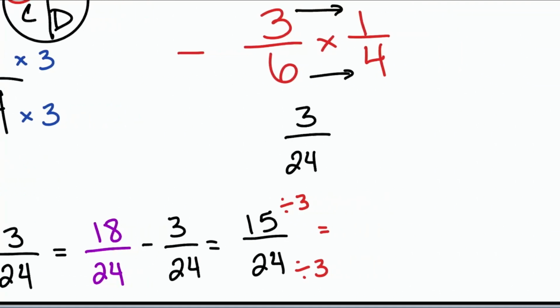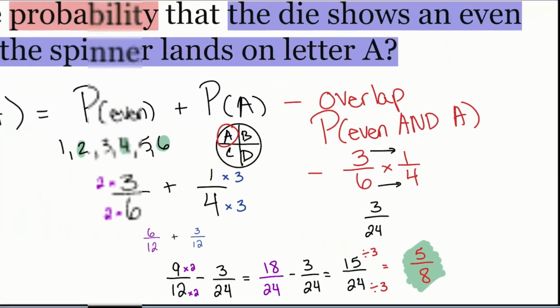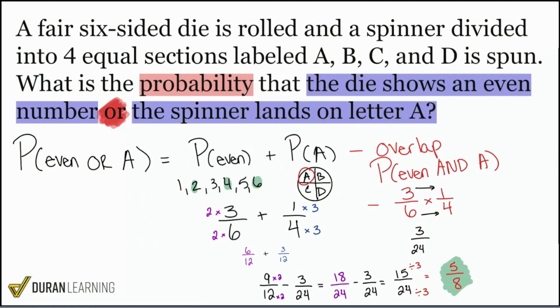So 15 divided by 3 is going to be 5, and then 24 divided by 3 is going to be 8, and there is our answer. The probability of landing on even or landing on A is going to be 5 over 8.